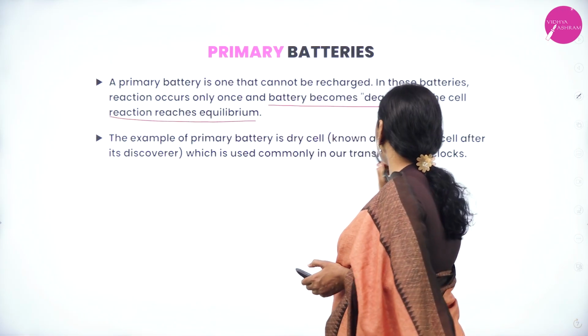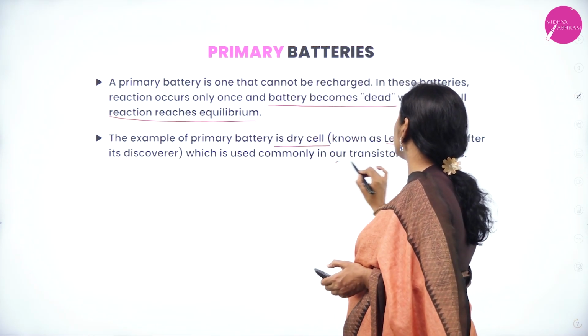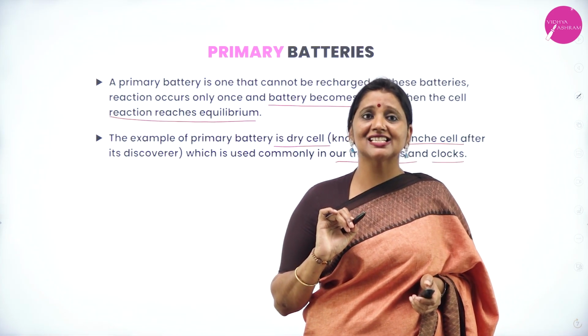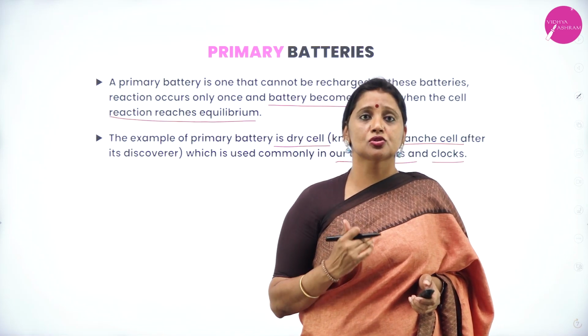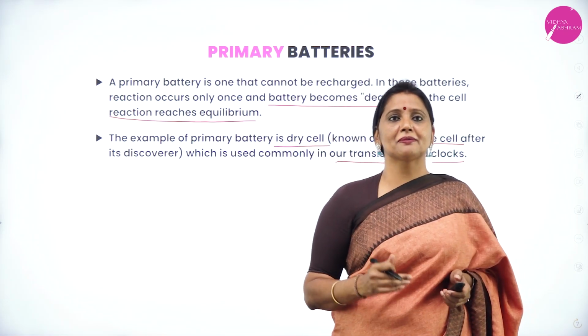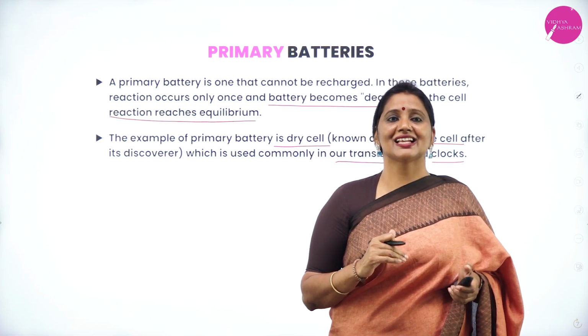It is also called the Leclanche cell. It is used in transistors as well as clocks. What is the example for primary batteries? The example for primary batteries is the dry cell. The dry cell is also called the Leclanche cell.